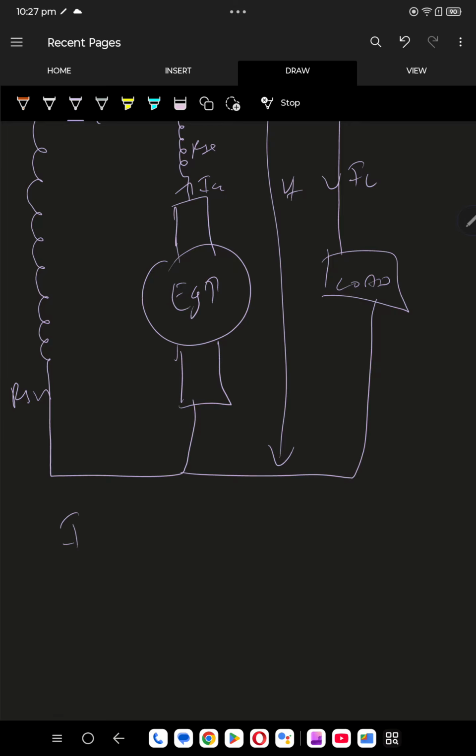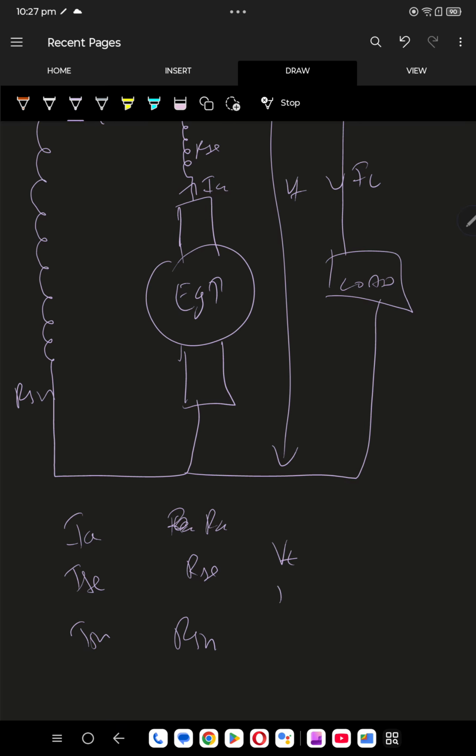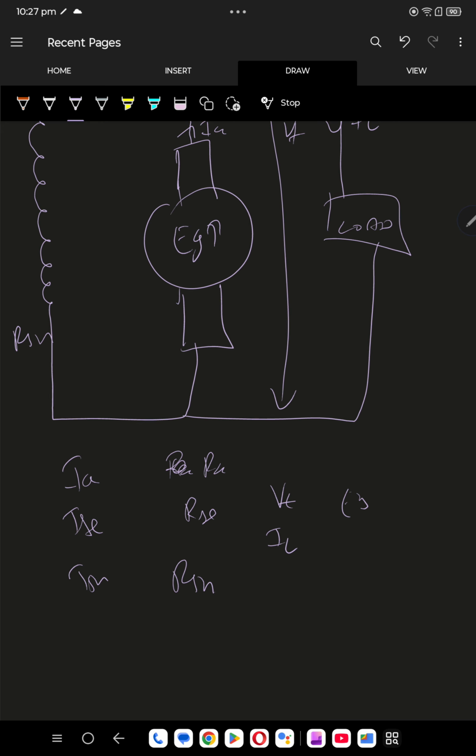So IA, we know, armature current. ISC, series field coil current. And ISH, shunt field coil current. Similarly, RA, armature resistance. RSC, series field coil resistance. RSH, shunt field coil resistance. VT, terminal voltage. IL, load current. EG, EMF generated across the armature. Done that much. Now coming to the current equation.